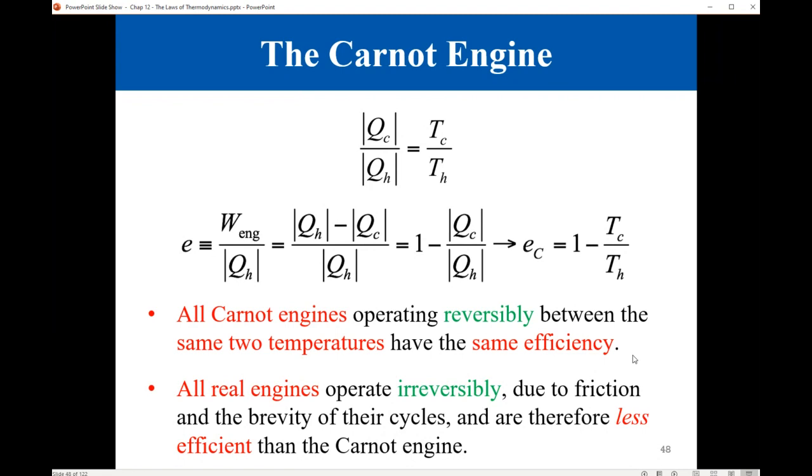Then all real engines operate irreversibly. This is the difference between the theoretical engine, the Carnot engine, and the real engines around us, which operate irreversibly, which means you cannot go back to the original state of the system. And the efficiency here would be less than the efficiency of a Carnot engine. So a Carnot engine sets an upper limit for the efficiency of any heat engine.